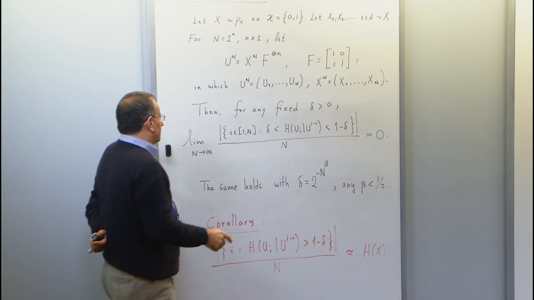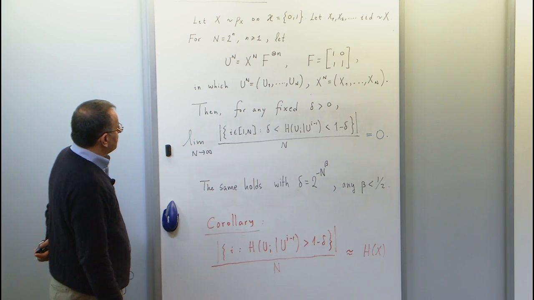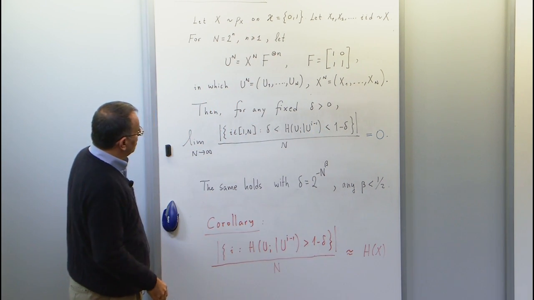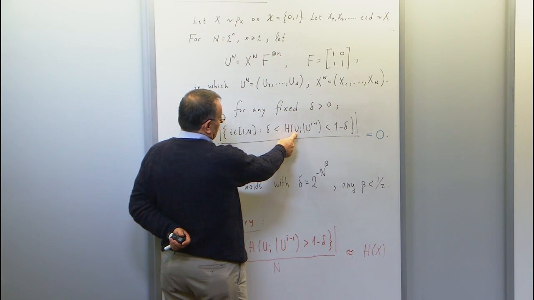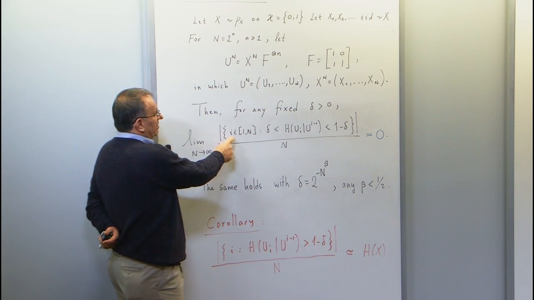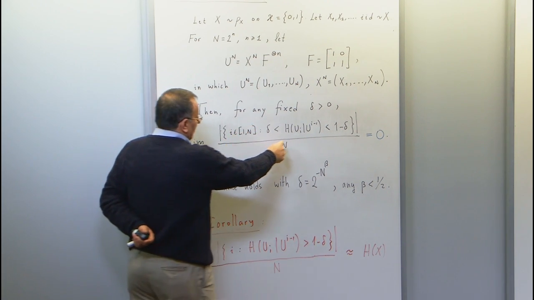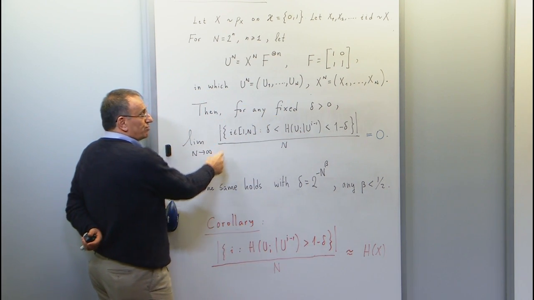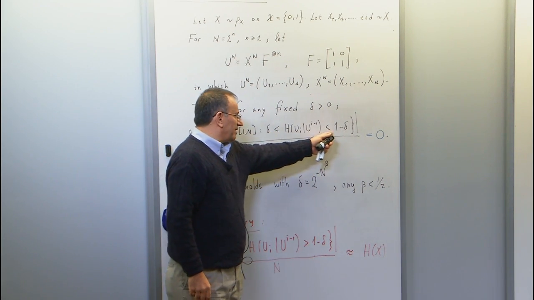So you take any delta, fix it as a small number, and consider this ratio here. What is it? Well, these are the conditional entropy terms. There are n of these ones. So i ranges from 1 to n. So there are n such terms. So we are looking at the fraction of terms for which the conditional entropy lies between delta and 1 minus delta.